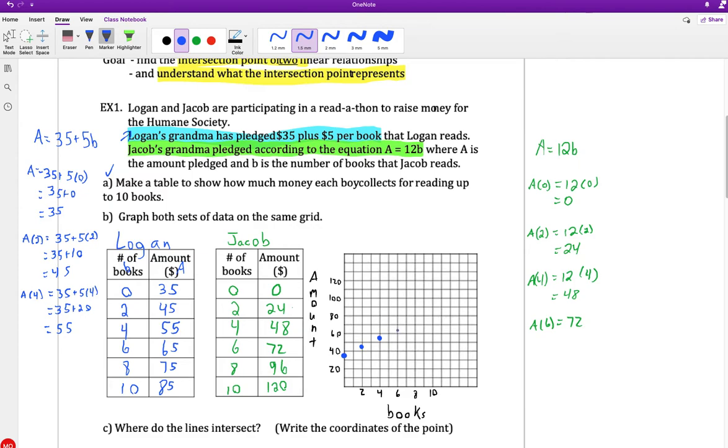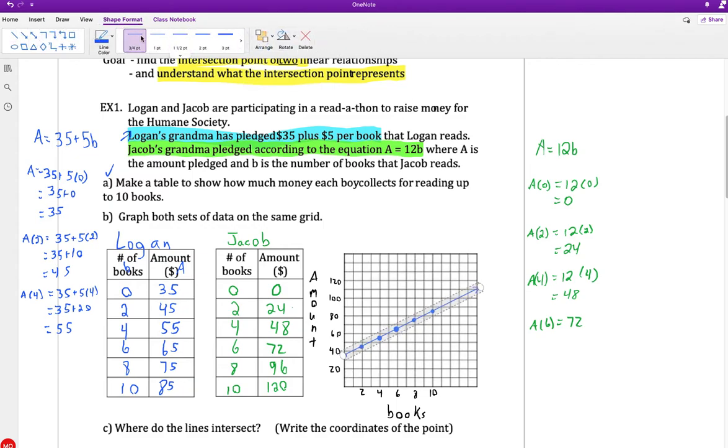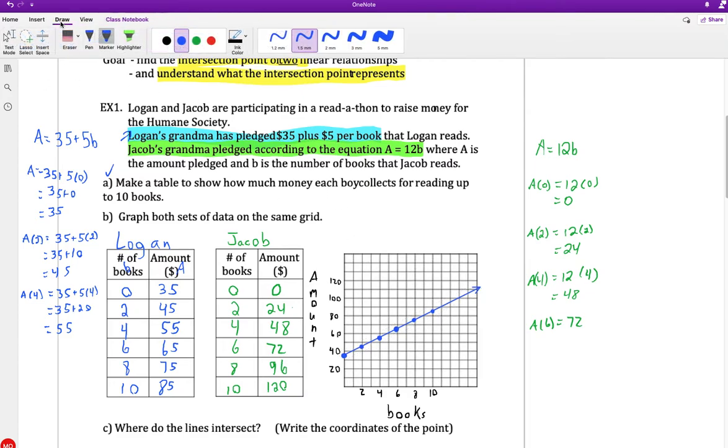6 books, he's at 65. Doing my best to dot it here. 75. And last one is 85. So let's put in a line. So I'm going to insert a line. I'm going to start here and try to do my best line possible that gets them all. I'm going to make that skinny. Good. So that's point 1.